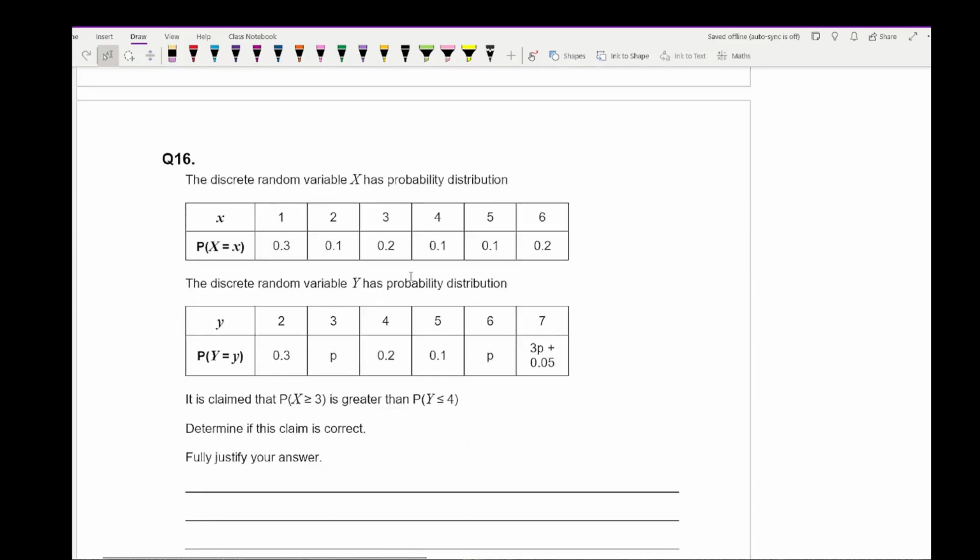Moving on to question 16, it says the discrete random variable X has a probability distribution, and there's a table. It says the discrete random variable Y has the probability distribution. We have our table, and it says it is claimed that the probability of X is greater than or equal to 3 is greater than the probability of Y is less than or equal to 4. Determine if the claim is correct. Fully justify your answer. Now, as you can see, we can see in our table of X that we've got our probabilities, and there's no problems because they're all numbers.